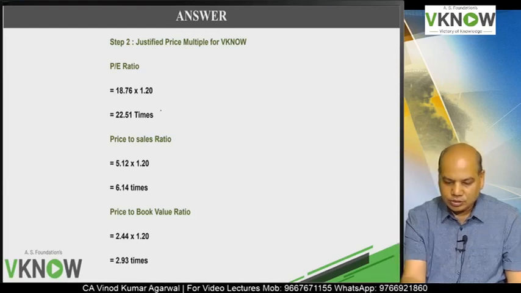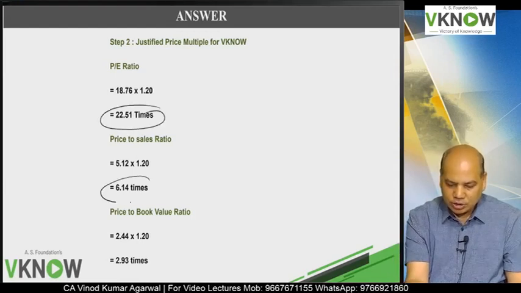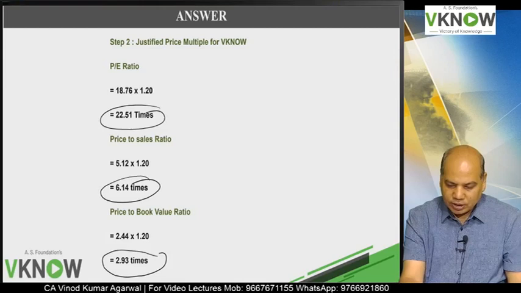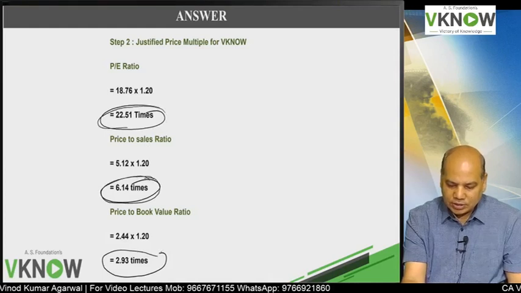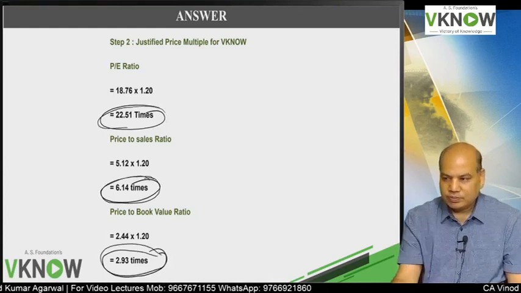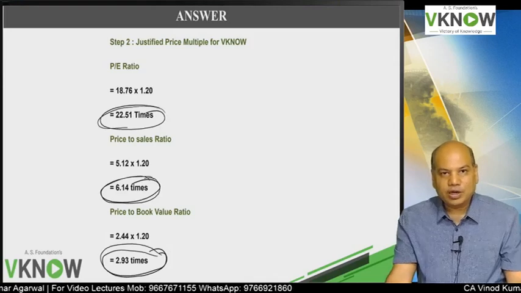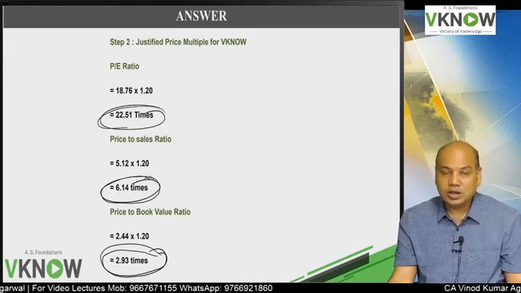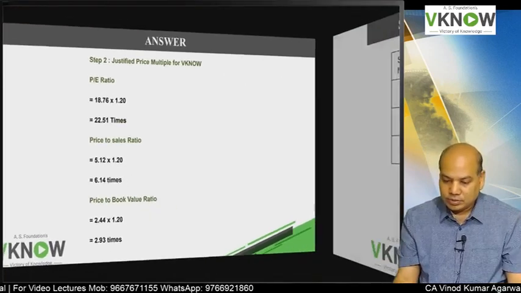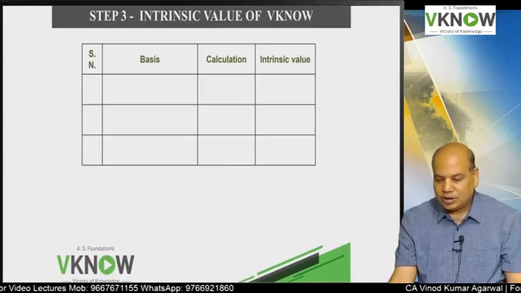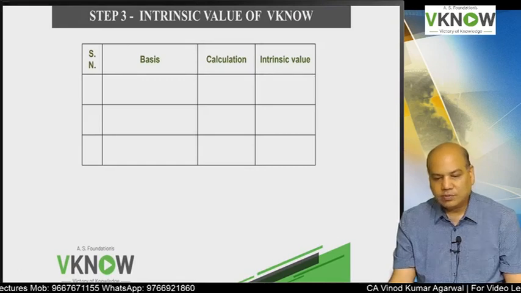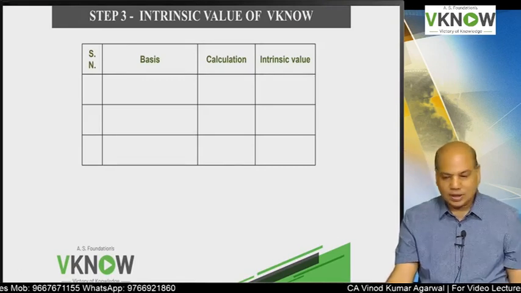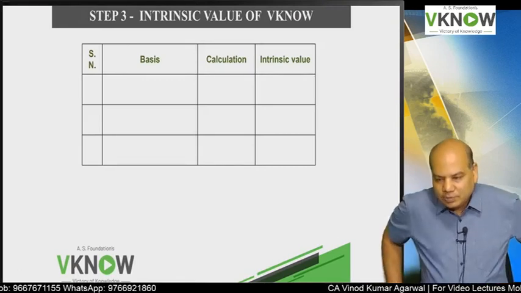These are the ratios applicable to the subject firm, and these will be multiplied by earnings, sales, and book value per share, so that you will get the value of Vino under the three approaches. Write down please. Step 3, intrinsic value of Vino. There will be three answers.